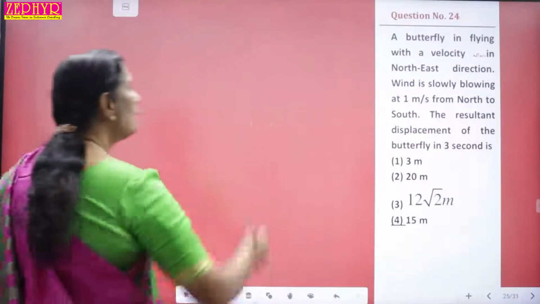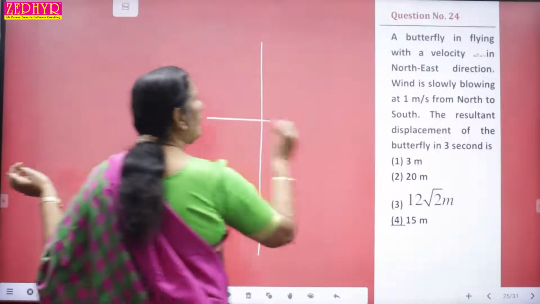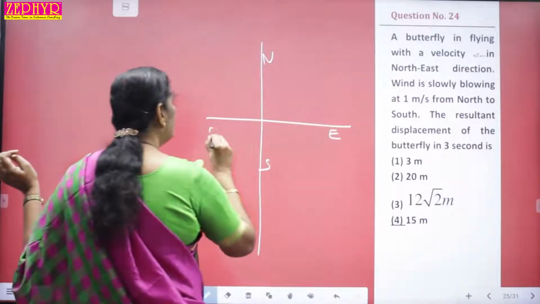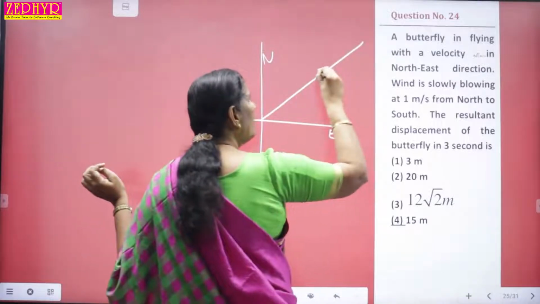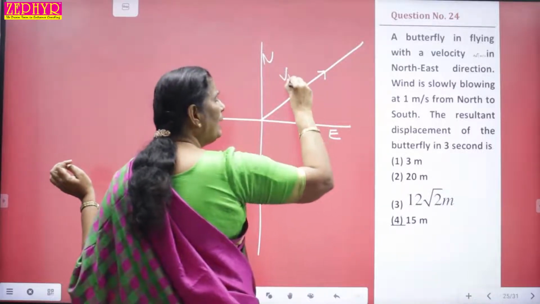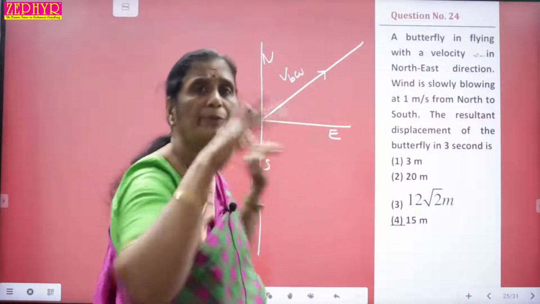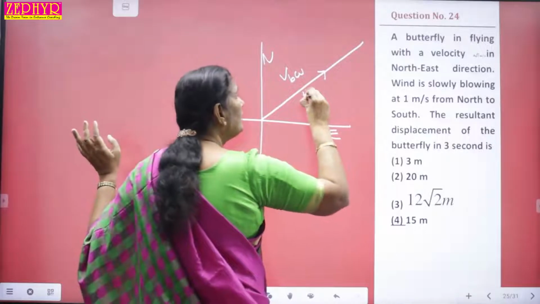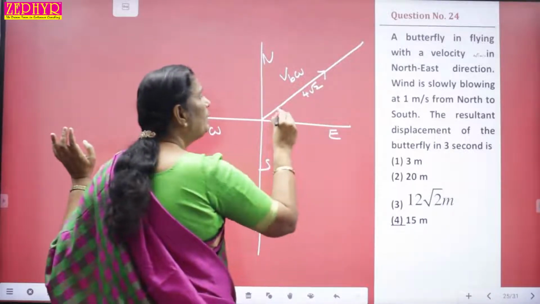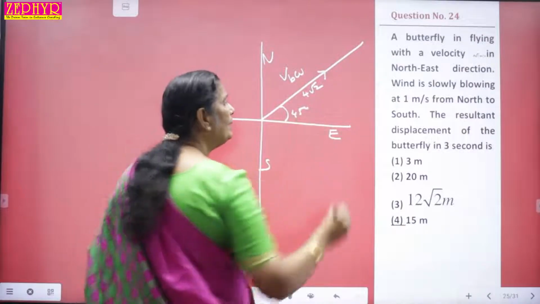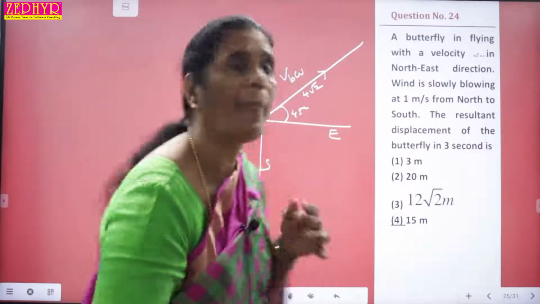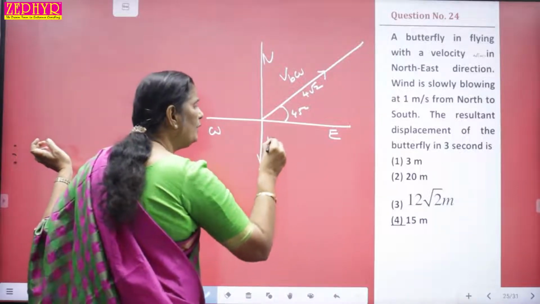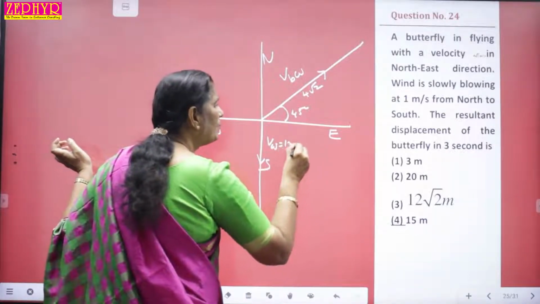Again, concept. So this is north, this is south, this is east, this is west. The butterfly is flying in the wind in the northeast direction with velocity 4 root 2. That means it is making an angle of 45 with east. Northeast means angle bisector. And what is the direction of the wind? The wind is moving towards north. So this is the velocity of the wind. How much is it? 1 meter per second.